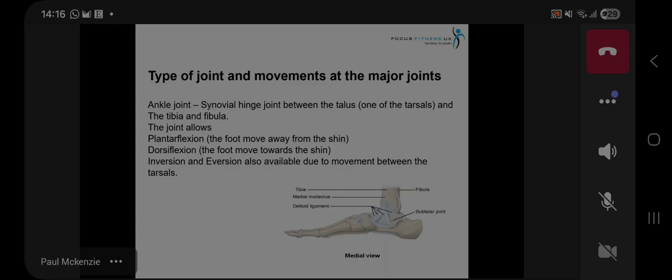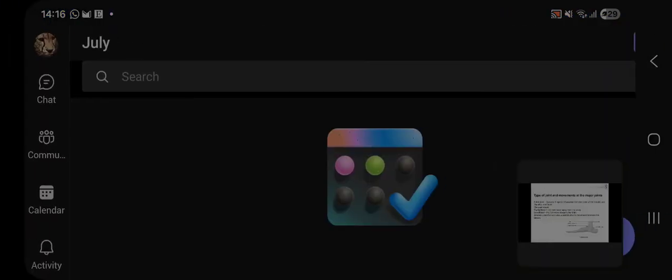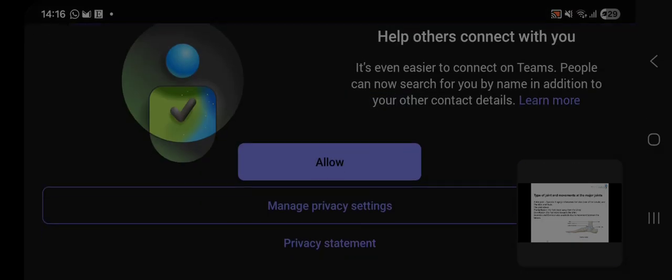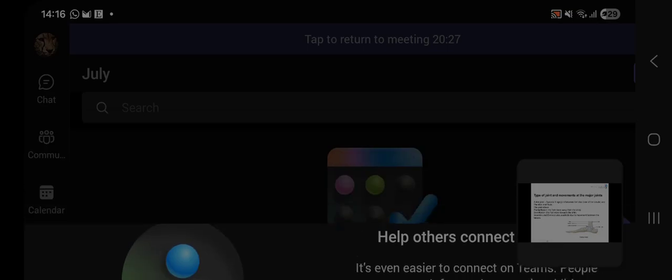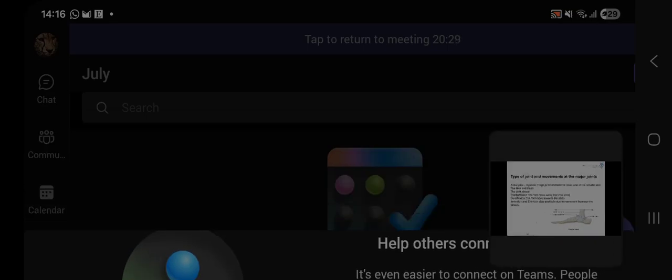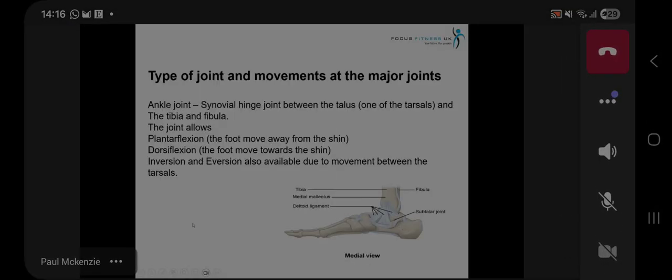Let's look at the picture first, a representation of the right ankle viewed from inside. Okay, so this is the right ankle. Obviously the heel bone, that's going to be your big toe, and the tibia and fibula. The next few slides just give you examples of synovial joints. So the ankle joint, a synovial hinge joint. It's a hinge joint between the talus, which is this bone here, and the tibia and fibula.